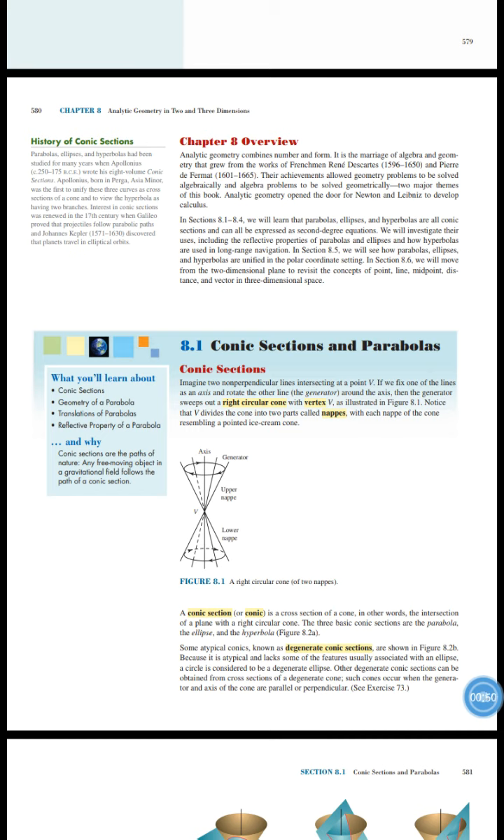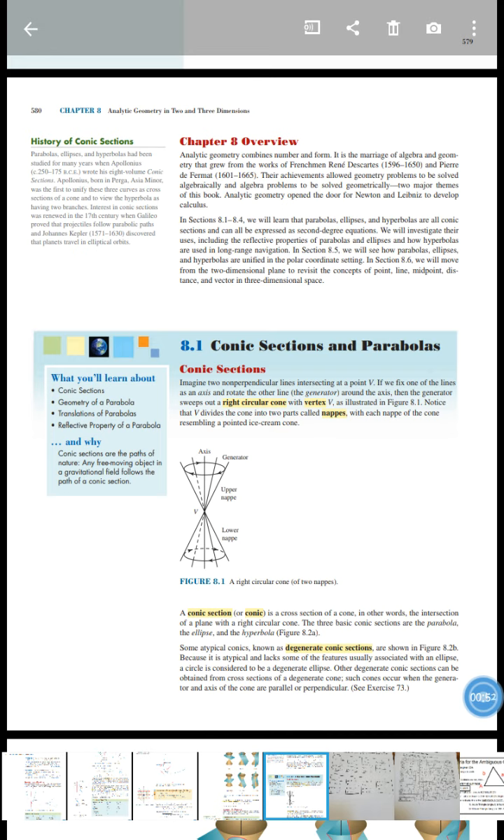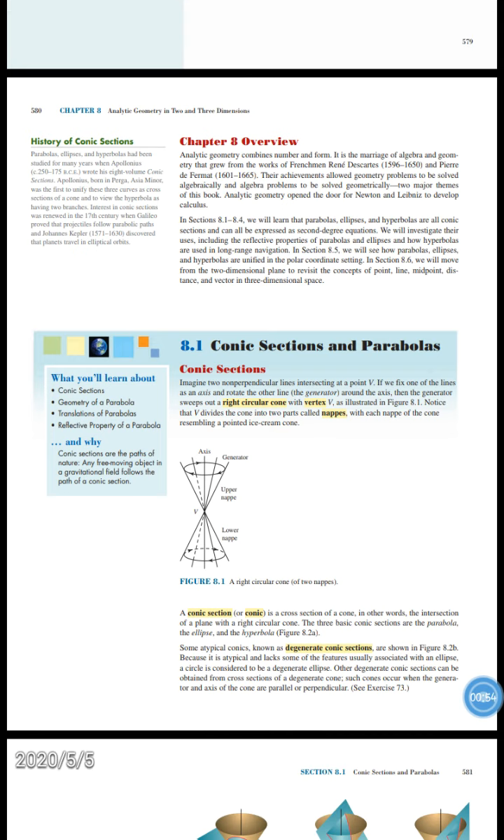So for now, we're going to talk about the meaning of conic sections. You guys have heard about conic sections before, right? But you may not know what that means, right? So here is the explanation of how we can make a conic section.